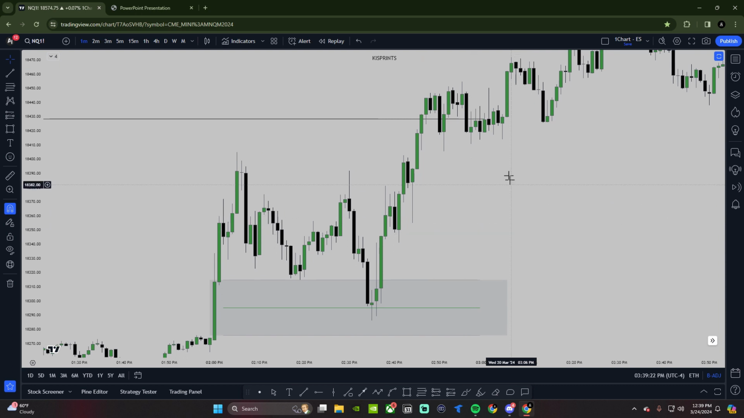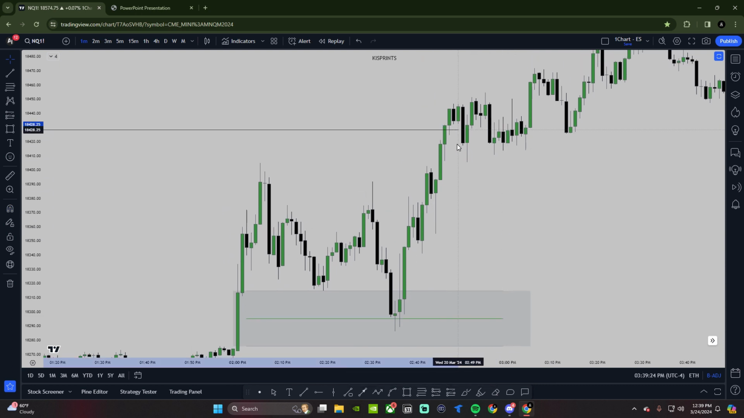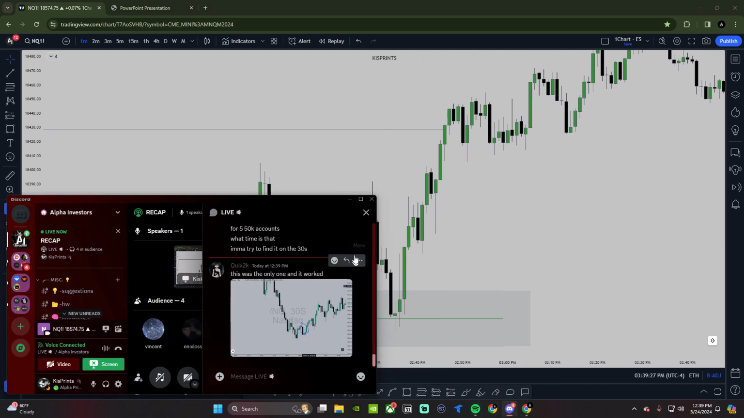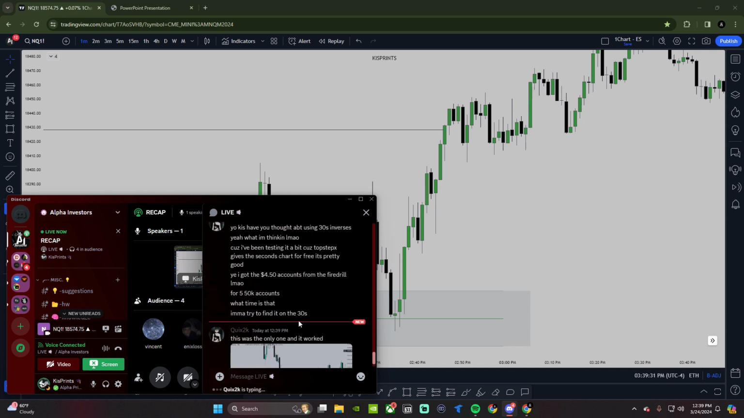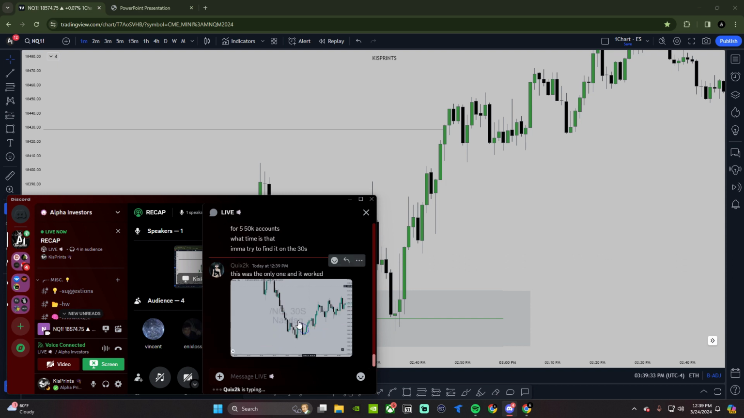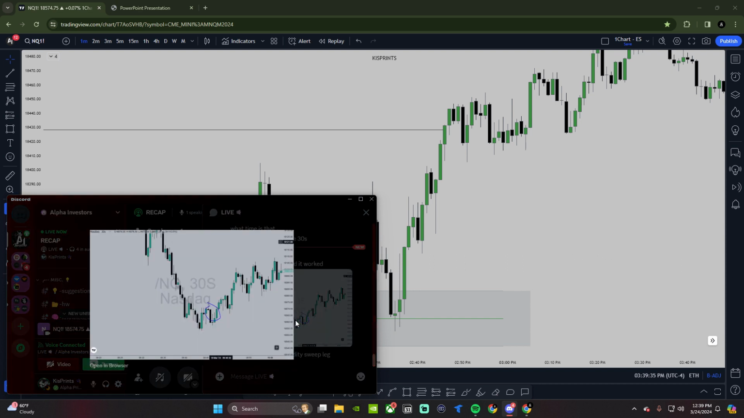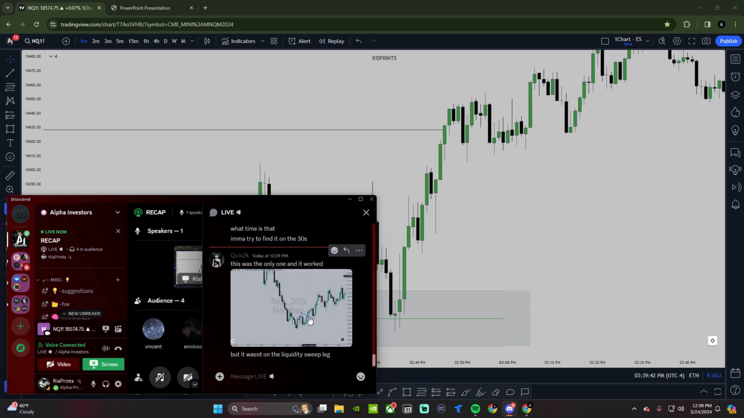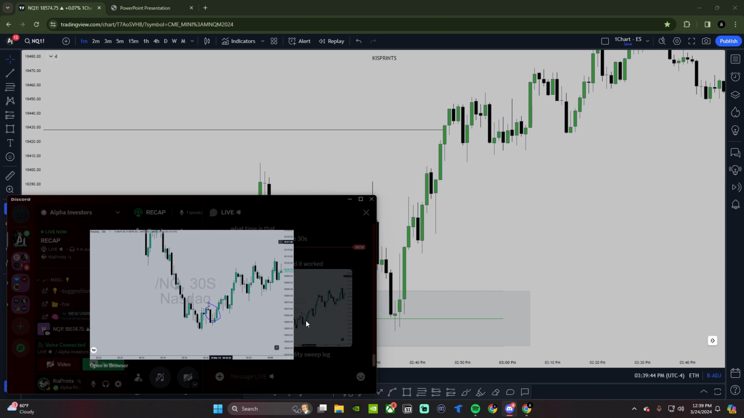Okay, let's actually review this right here. So this line right here is the hourly high. Oh, my bad, quick. I wasn't reading the chat. This was the only one and it worked. Okay, I see. Yeah, it wasn't on the liquidity sweep leg. It was an internal sweep, but not on the liquidity sweep leg.